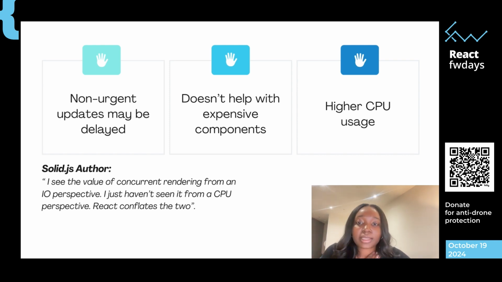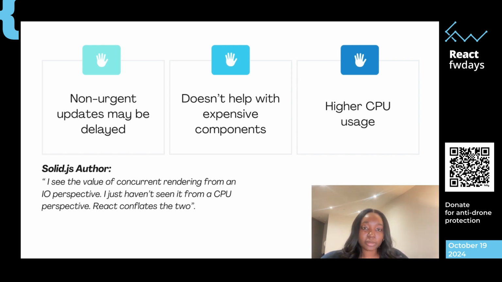And then another one is that it also doesn't help with expensive components. So it doesn't necessarily solve the issue of super slow components, right? Because if it takes a long time to render a component, say it's 500 milliseconds, then it's going to render that component within that time frame, even if that component is marked as a non-urgent update. So regardless of whether I'm using concurrency or not.